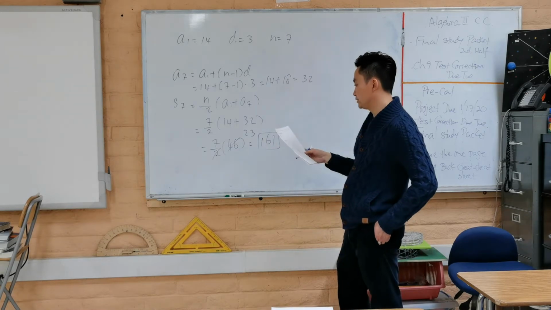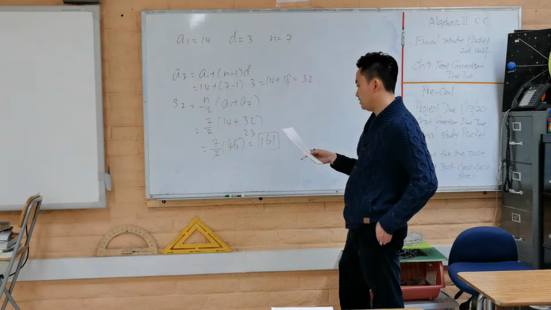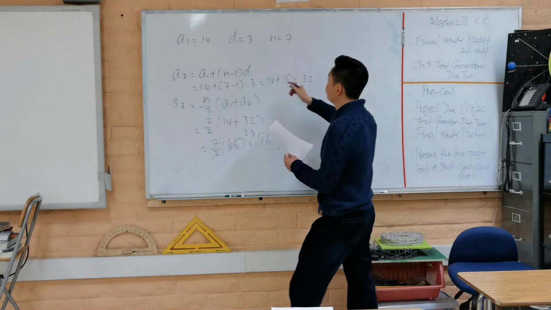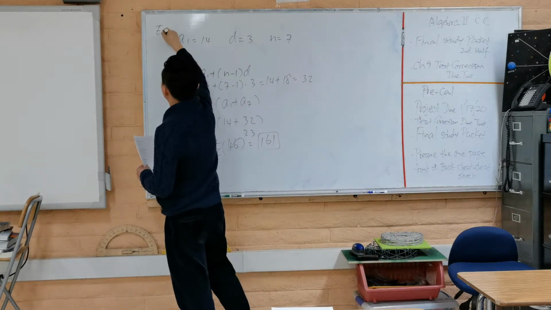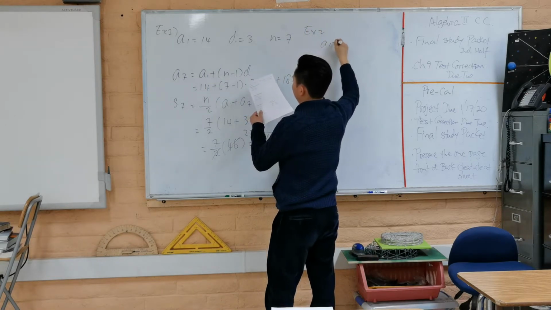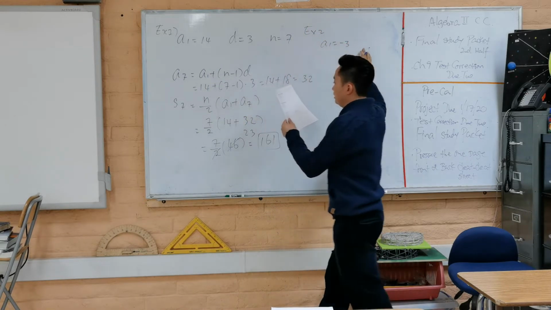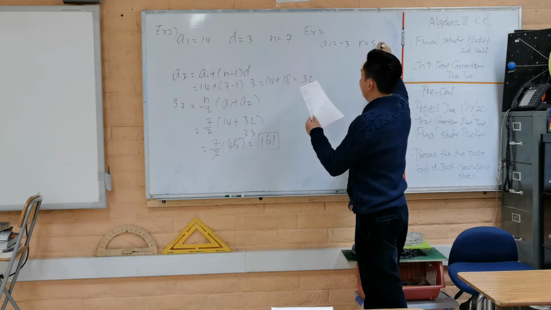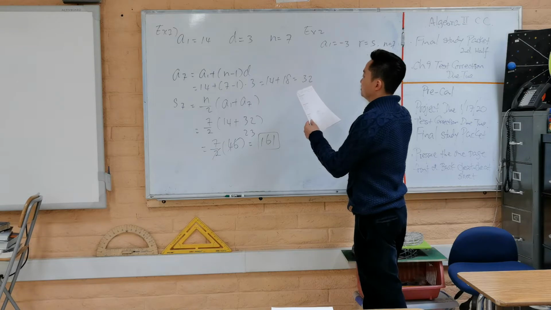And now, what about for anything that's considered geometric? So let's say we have a geometric sequence. So we have A1 equals negative 3, common ratio is 5, and n is 7. Again, this one you want to find the sum.